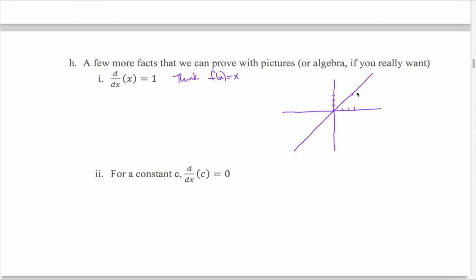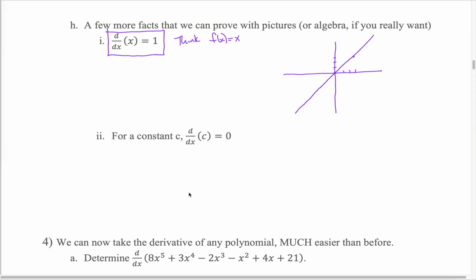But for this specific function, because it's linear, the slope of the tangent line to this graph is always going to be the exact same. Tangent line to the graph is just the graph in this case because my function's linear. And because the graph has a slope of 1, the slope of the tangent line to the graph at any point would be equal to 1. What I'm saying is the derivative of this function, x, is just equal to 1.